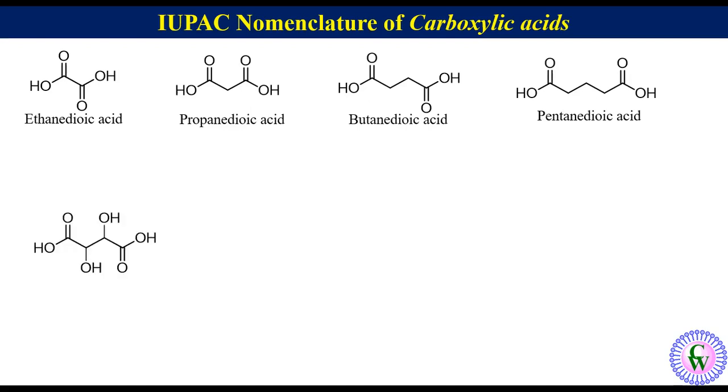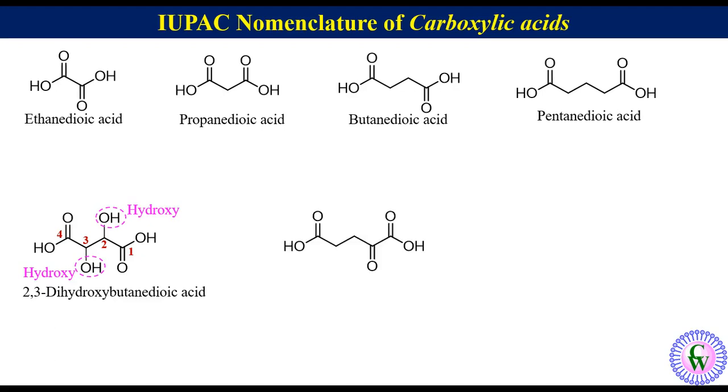Tartaric acid. It has a parent chain with 4 carbon atoms. Numbering will be 1, 2, 3 and 4. There are 2 hydroxy groups at C2 and C3. So, the IUPAC name of tartaric acid will be 2,3-dihydroxy butane dioic acid.